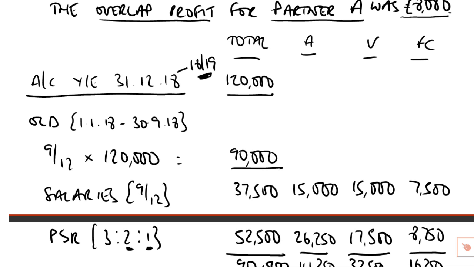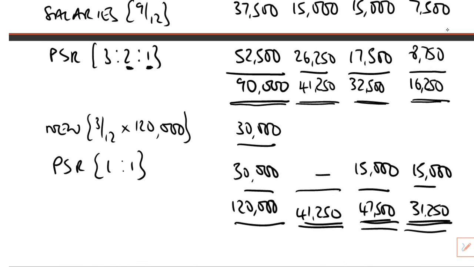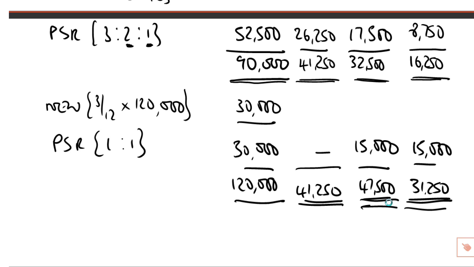So in the 18-19 tax year, what is the share of the £120,000 profit assessed for that period divided between each of V and FC? What have we got? There we go. 47,500 for V, 31,250 for FC. CYB assessments for the 2018-19 tax year.